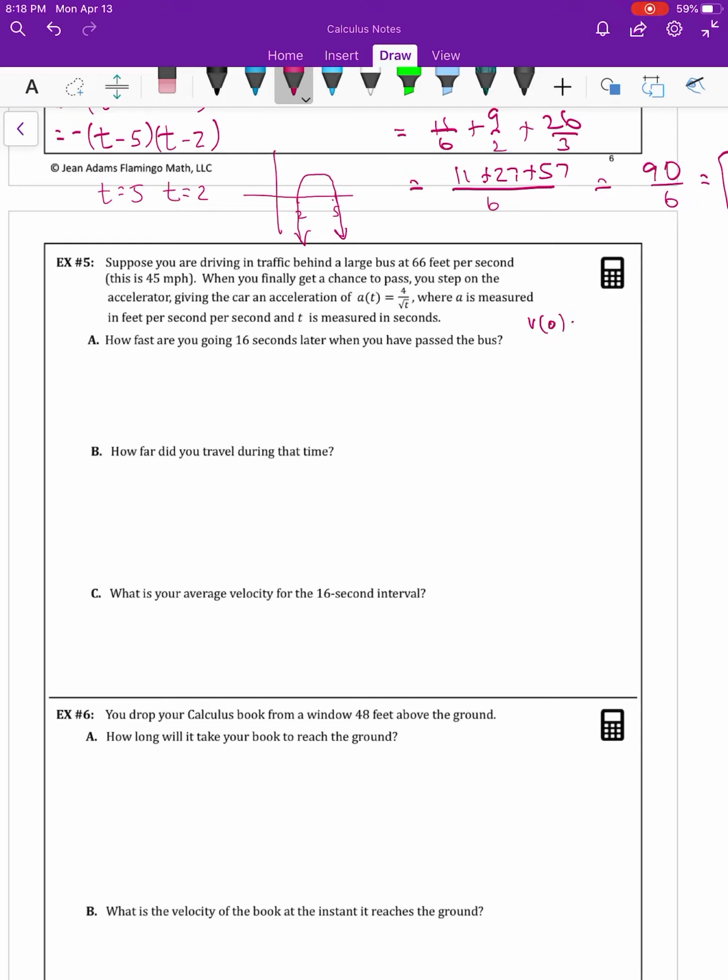So basically, we're thinking that you are driving in traffic behind a large bus at 66 feet per second. That's like your velocity at time 0. We're just going to call that velocity at time 0.